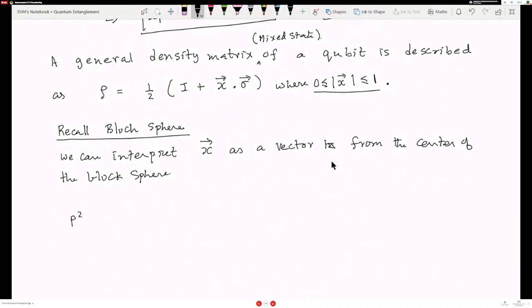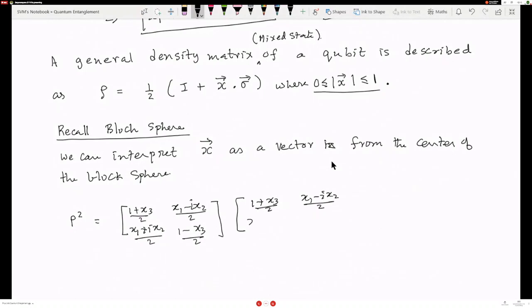So suppose you take rho square. So rho square is equal to the matrix with entries (1 minus x3) by 2, (x1 minus i x2) by 2, (x1 plus i x2) by 2, and (1 plus x3) by 2, and then you multiply this with itself.